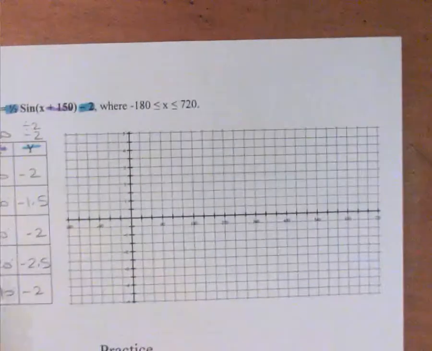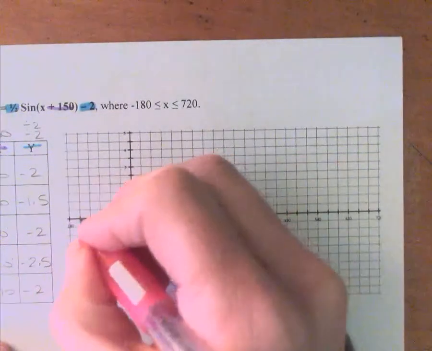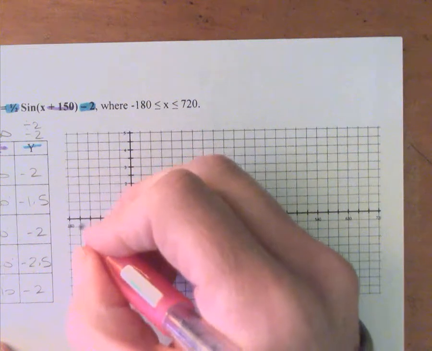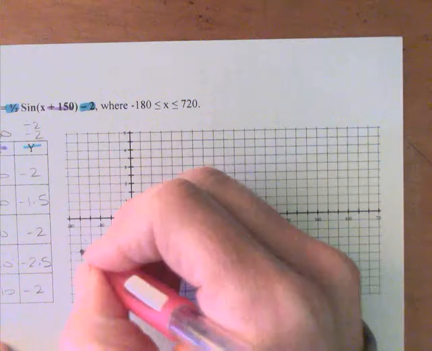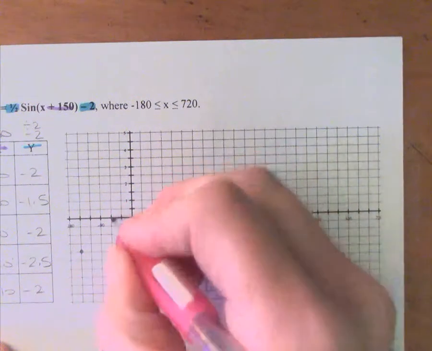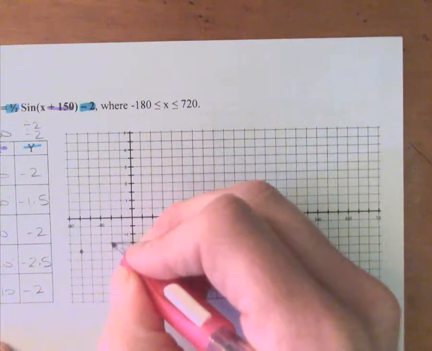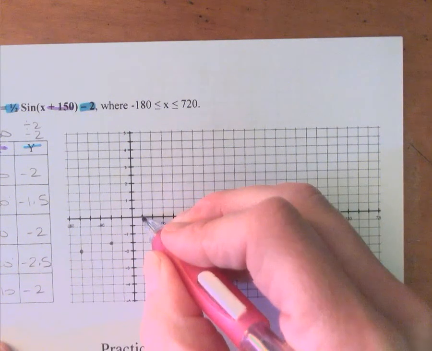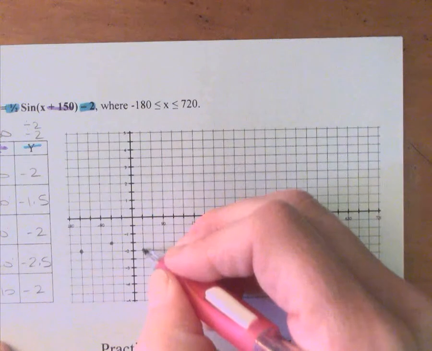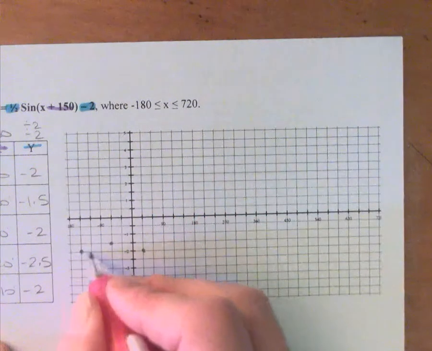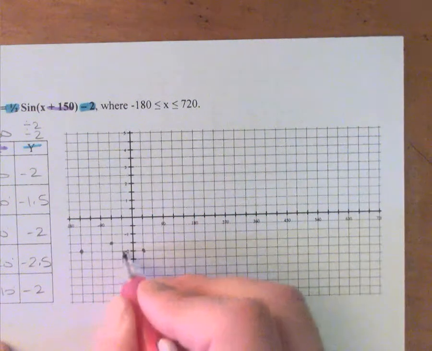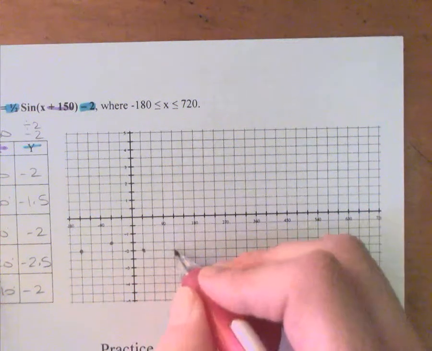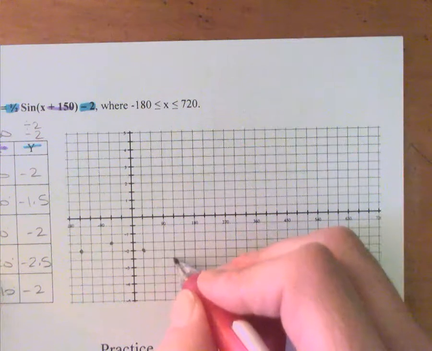So let's graph those. Minus 150 is all the way out here, and I want to be down at minus 2. Minus 60 is here. I want to be down at minus 1.5. Positive 30 is here. I'm back down to minus 2. And if I look, again, I'm 1, 2, 3 spaces, 1, 2, 3 spaces. So I can just keep counting 3. I'm down at minus 2.5.